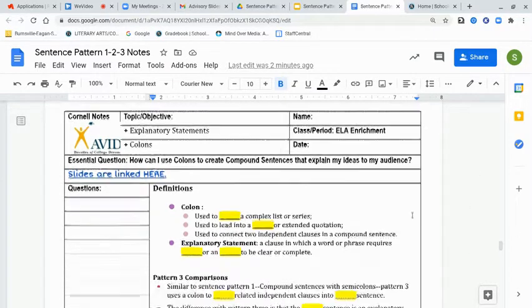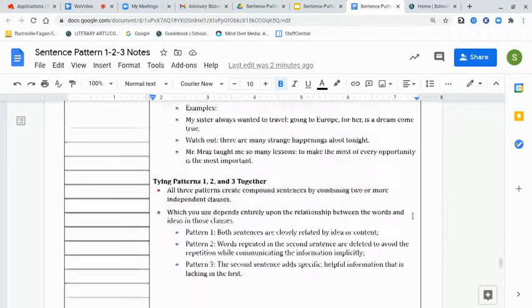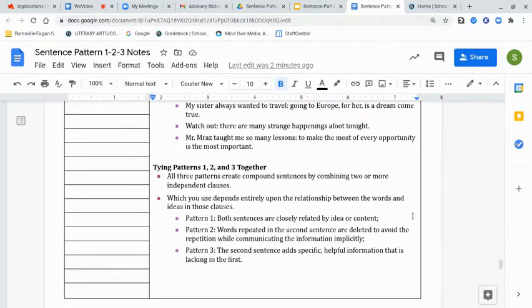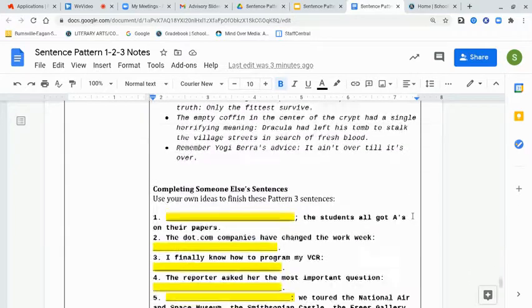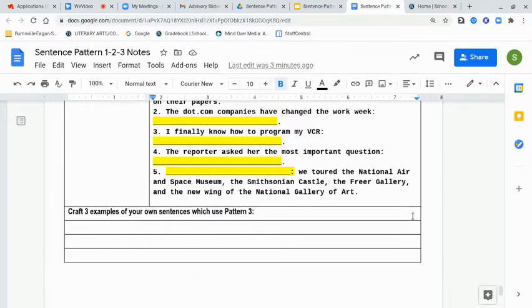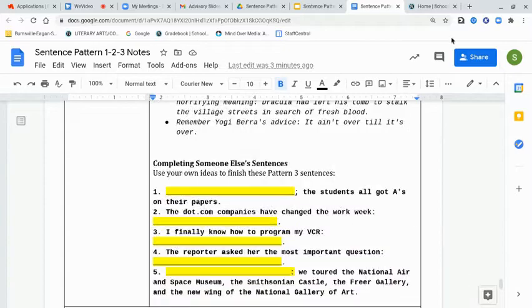As before, you have your notes with blanks to fill in. You have your formula. Today, you have a comment on how to tie patterns 1, 2, and 3 together, basically to see how they connect, how they're similar and different. You have more examples. You complete someone else's sentences, then you craft 3 examples of your own using this pattern. Let's go ahead and start with the slides.